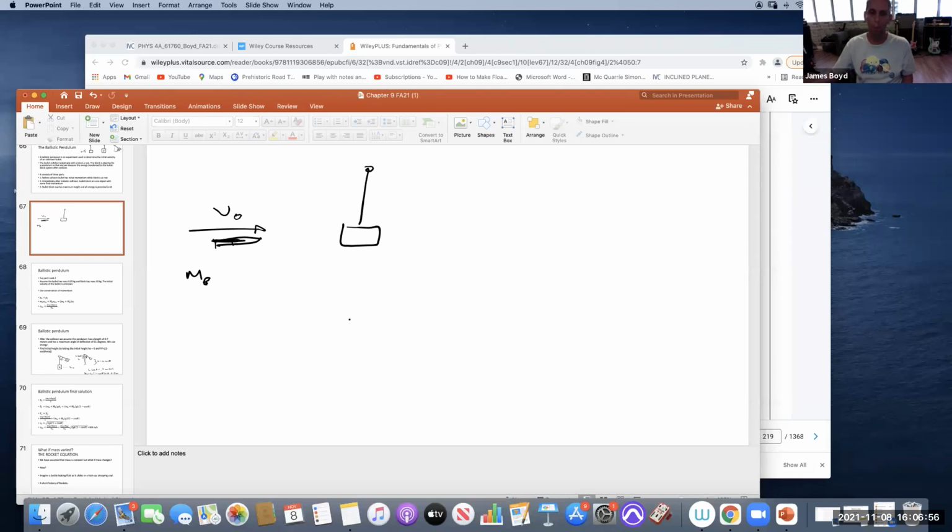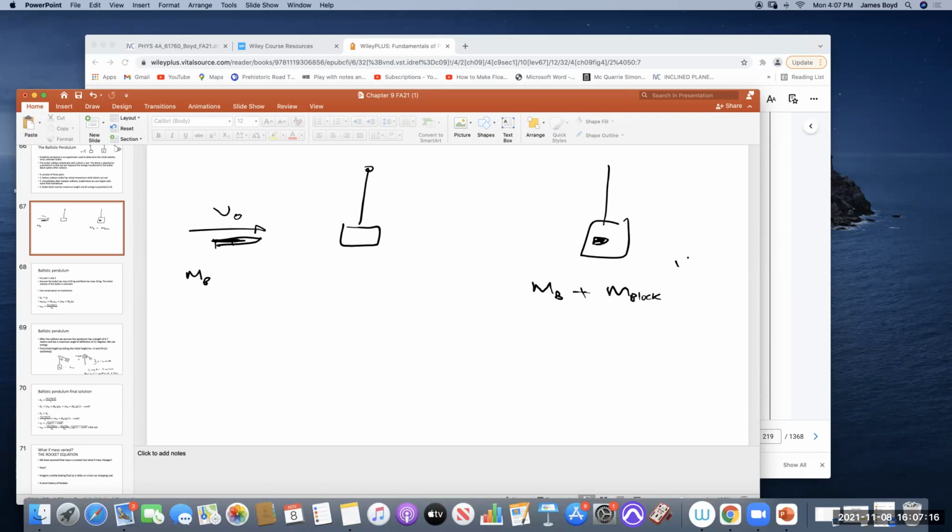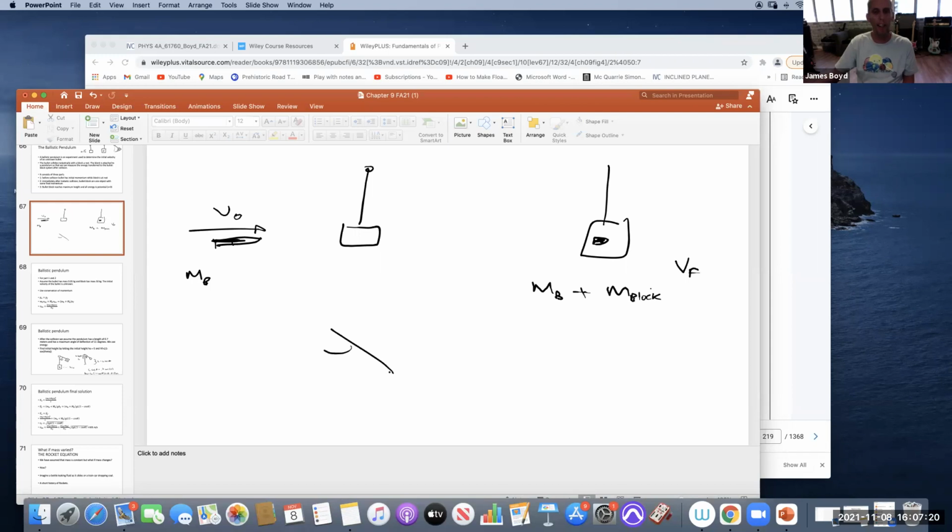to a rope. After it hits, we assume the bullet is buried in the ballistic pendulum. So we now have M of the bullet plus M of the block as this mass, and it has some V final. Then it's going to swing on that rope some angle so that it achieves some height before it stops swinging up and starts to swing back.